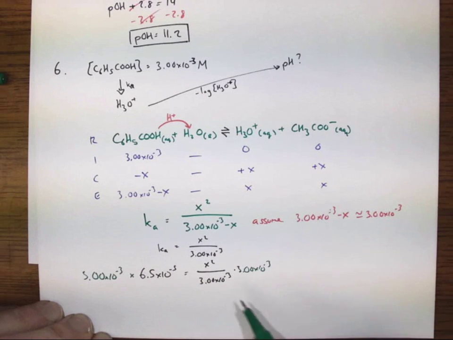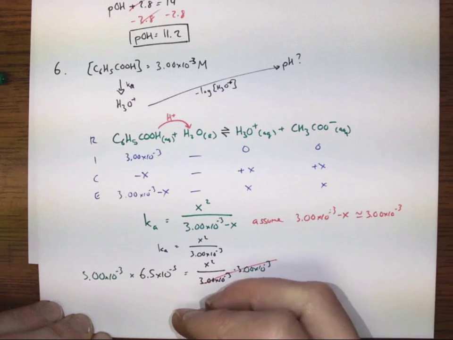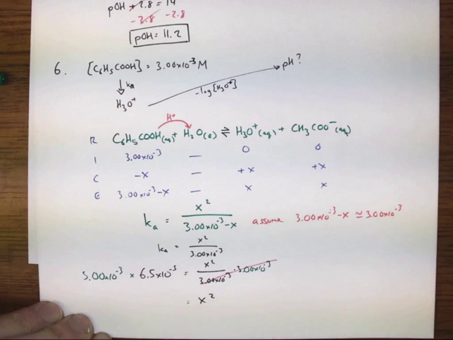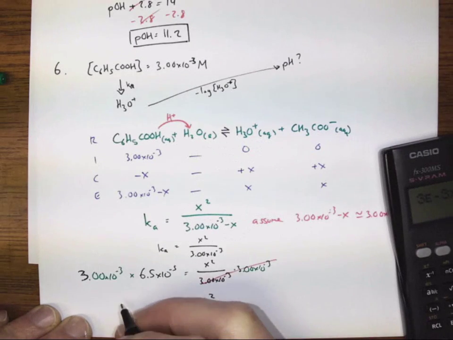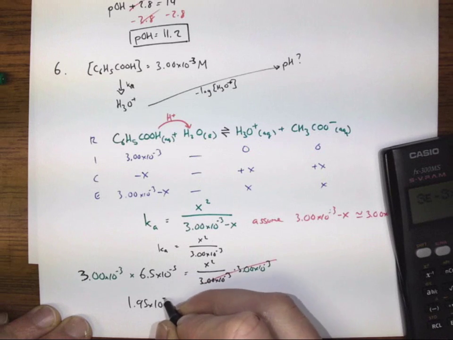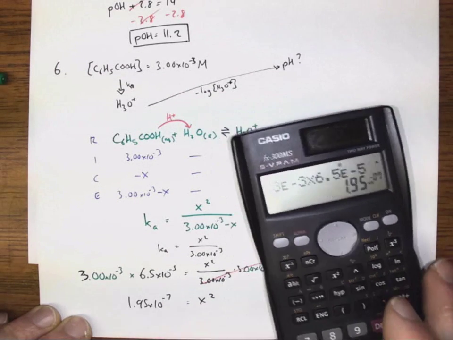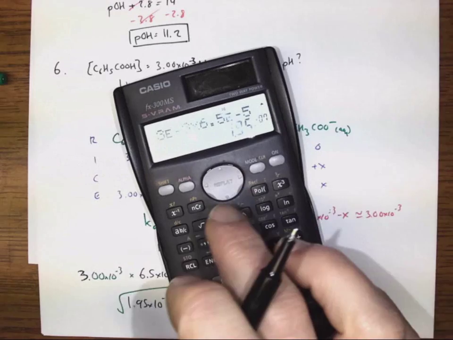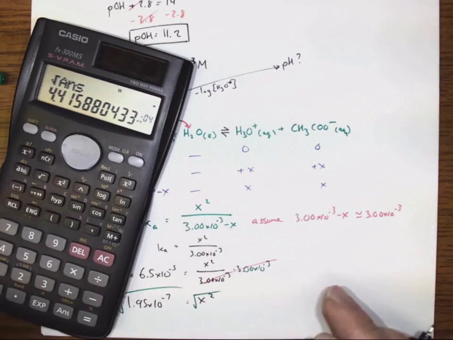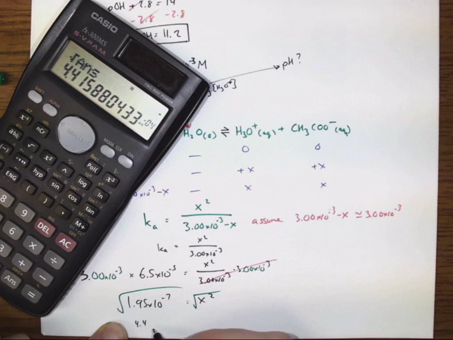And that will cancel these out entirely. So we'll just have x squared is equal to 3.00 times 10 to the negative 3 times 6.5 times 10 to the negative 5. So we get 1.95 times 10 to the negative 7 is equal to x squared. And we're going to square root both sides. And we get 4.41 times 10 to the negative 4 moles for every liter is equal to x.